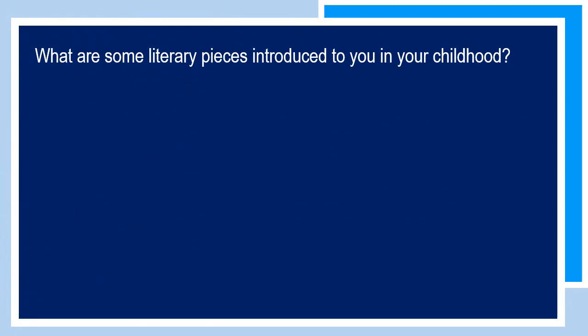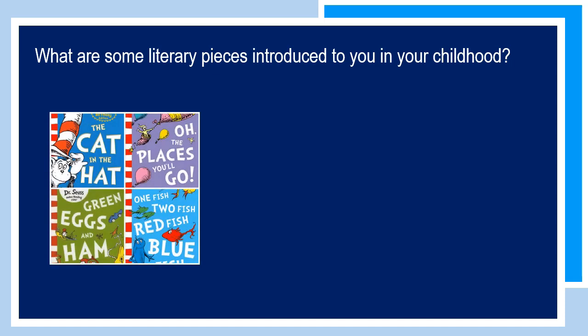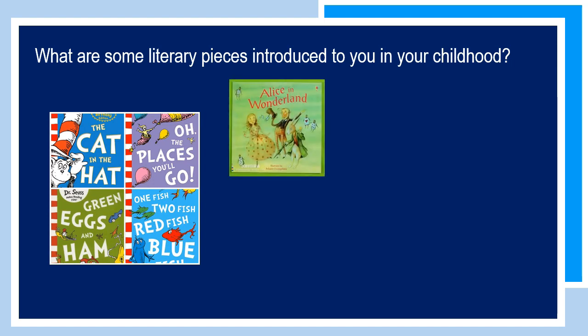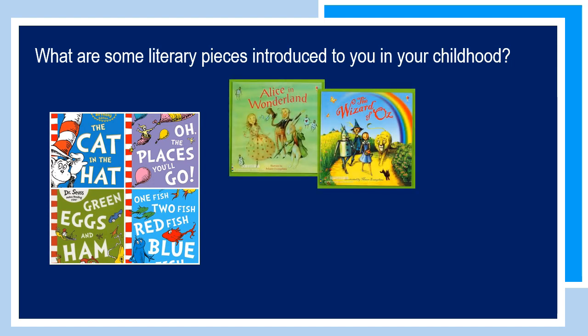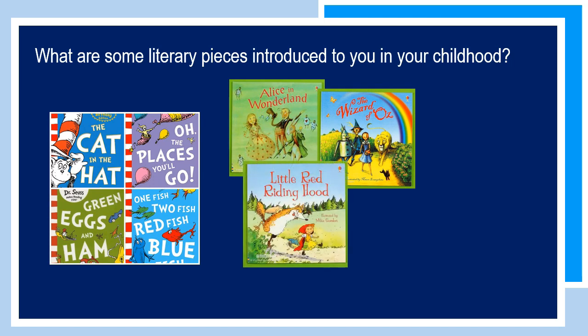So, what are some literary pieces introduced to you in your childhood? May it be stories, poems, songs, nursery rhymes, and even famous series or books. I think here are some of the most famous literary pieces that were introduced to us in our childhood. We have Dr. Seuss stories, Cat in the Hat, Green Eggs and Ham, and others. We also have Alice in Wonderland. These are some of the classic books, which I think some of you have read. These are actually classic fairy tales, or fairy tale classics.